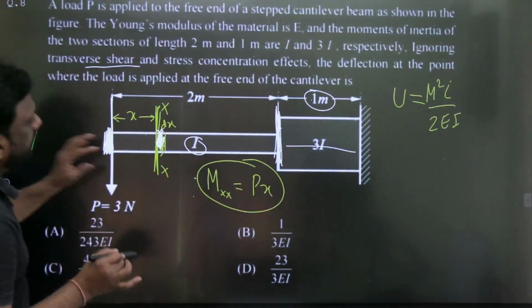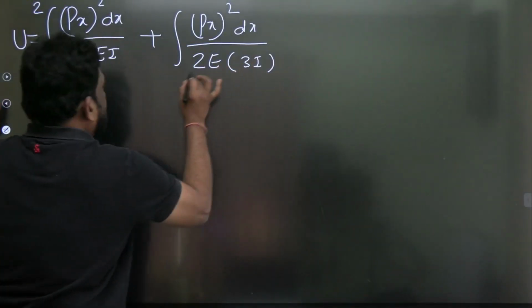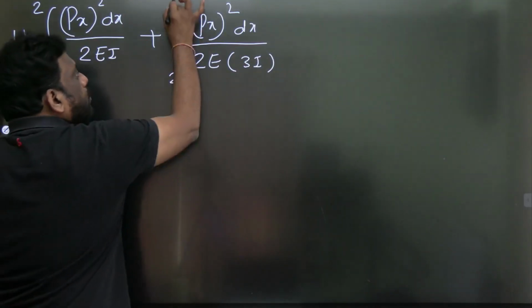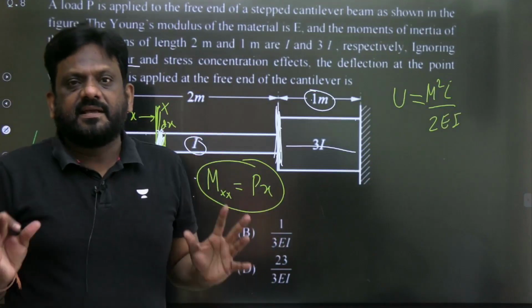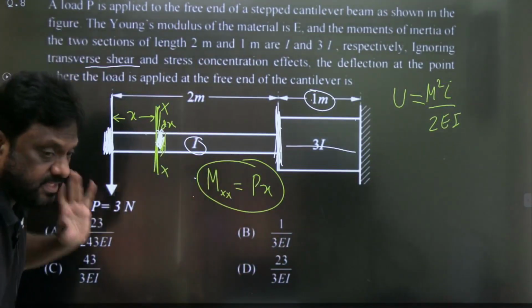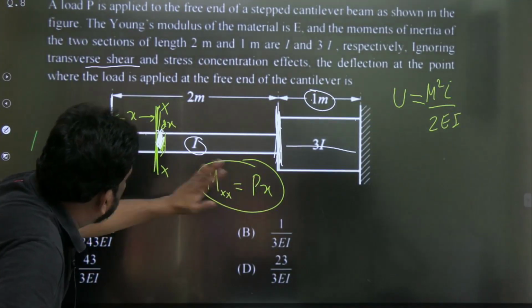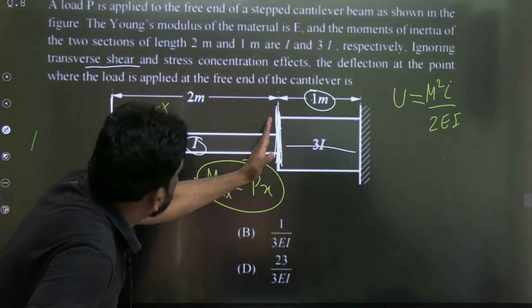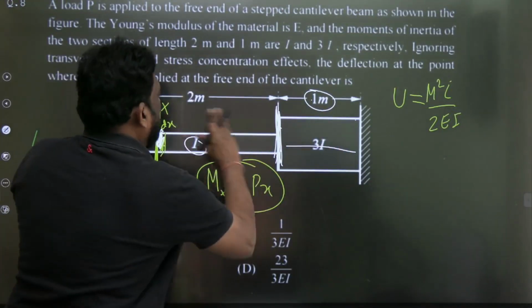So what is I? This I is 3I, and my limits are x is 2 to 3. Observe clearly. So that will give me total strain energy. So I have written the equation: M square L by 2EI from 0 to 2 and from 2 to 3. So x is 2 and 2 plus 1 is 3.